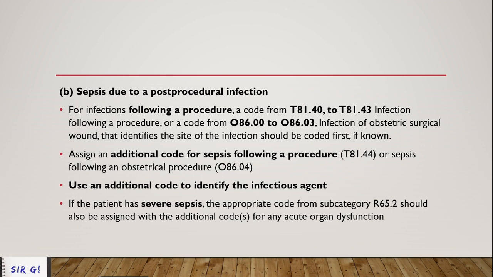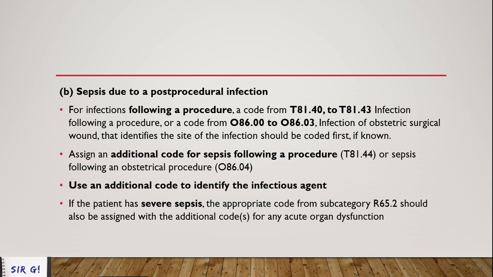Now, if that is caused by a systemic infection or sepsis, here it is very specific that the cause of sepsis is your post-procedural infection. So you need to change A41.9 to T81.40 or T81.43. And it's still the same if there's a severe sepsis, followed by R65.2 and your organ dysfunction. See the difference? Eliminate A41.9, change it to T81.40 or T81.43.